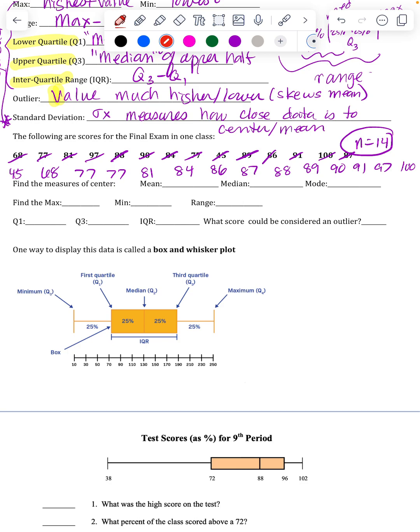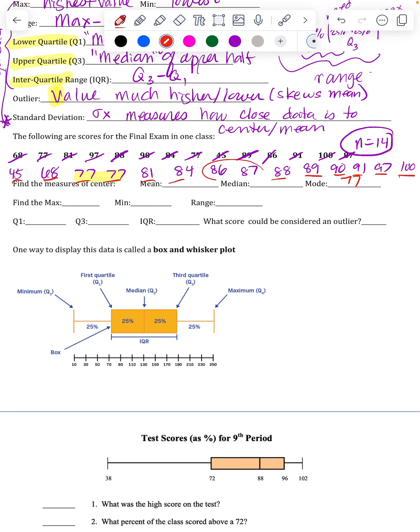So let's do the easy thing first. Do any of them repeat? Yes, only the 77, but that makes that my mode. What about median? So median is going to get rid of the highest and lowest, and then the next one in, then the next one's in, and so on. I just keep moving one value at a time. Next one's in, next one's in.